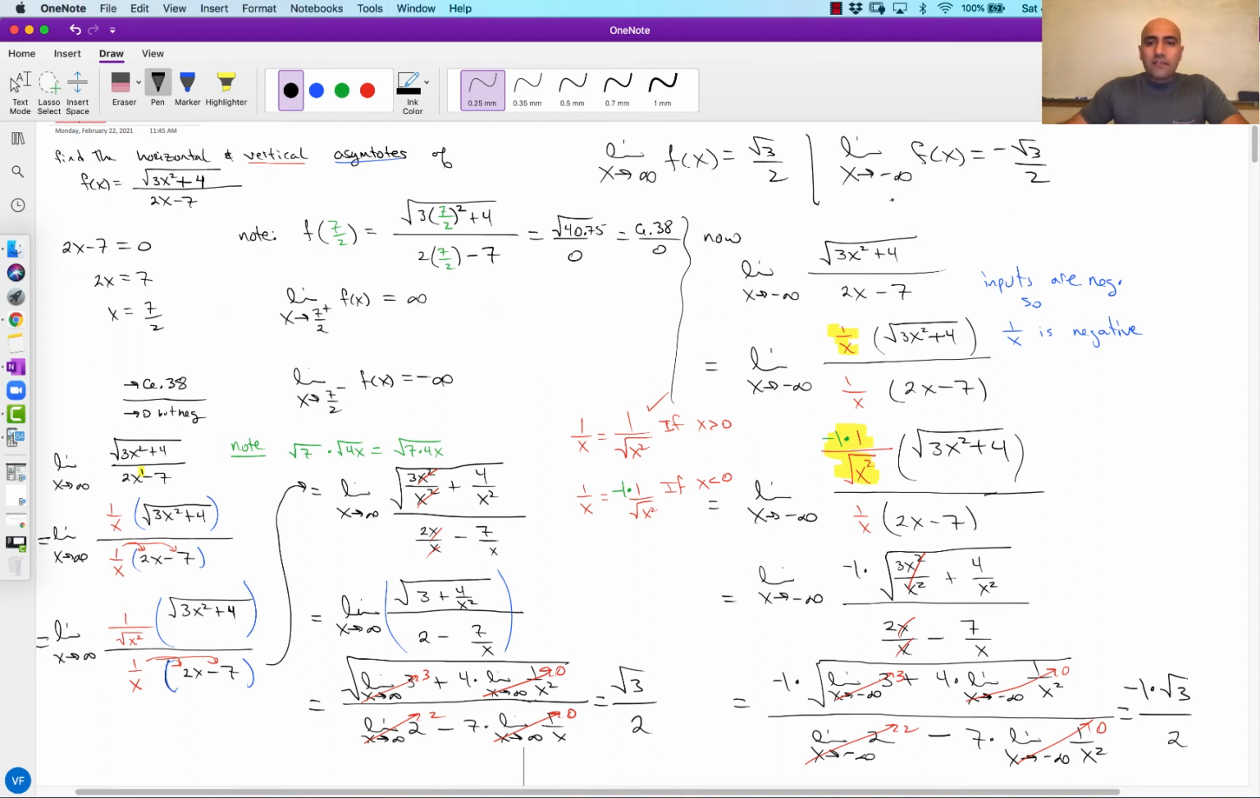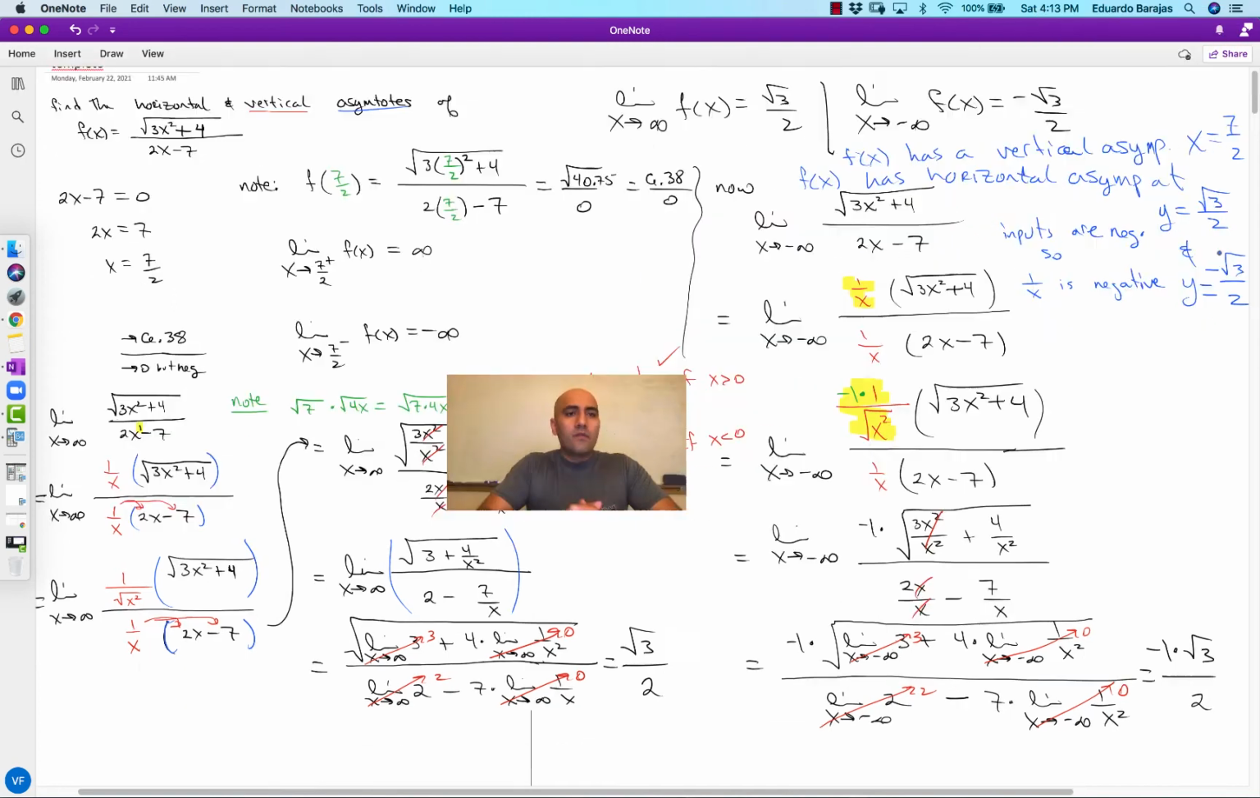So we have f of x has a vertical asymptote at the line x equals 7 over 2. And we also have that f of x has horizontal asymptotes at these two lines. Okay, sorry, it's messy. Still getting used to this technology thing.